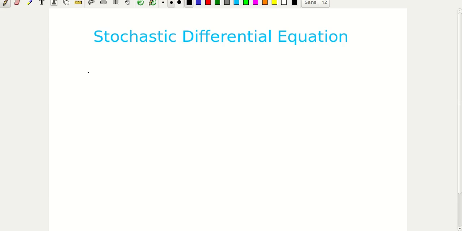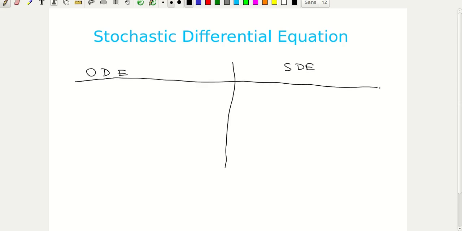So first I define ordinary differential equation, and on the right hand side, let's say I define the stochastic differential equation. I will be using this shorthand notation, which is SD and OD, to denote ordinary differential equation and stochastic differential equation. So what is ordinary differential equation?